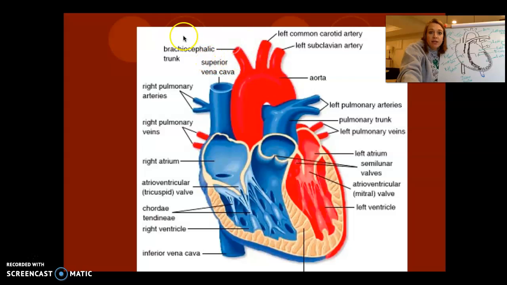You can see your brachiocephalic trunk. If you remember, guys, our anatomical terminology, what does brachial mean? What region of the body is that? Your upper arm, right? Your cephalic region, where is that? That's your head.